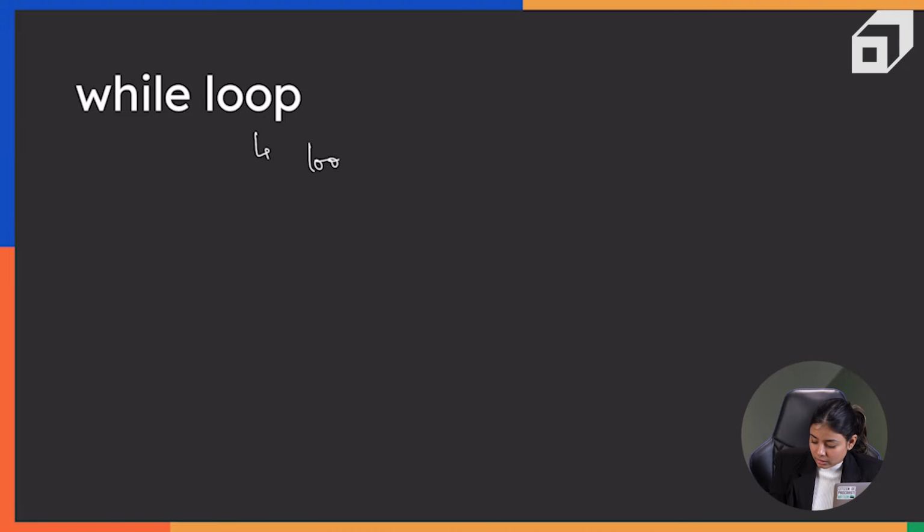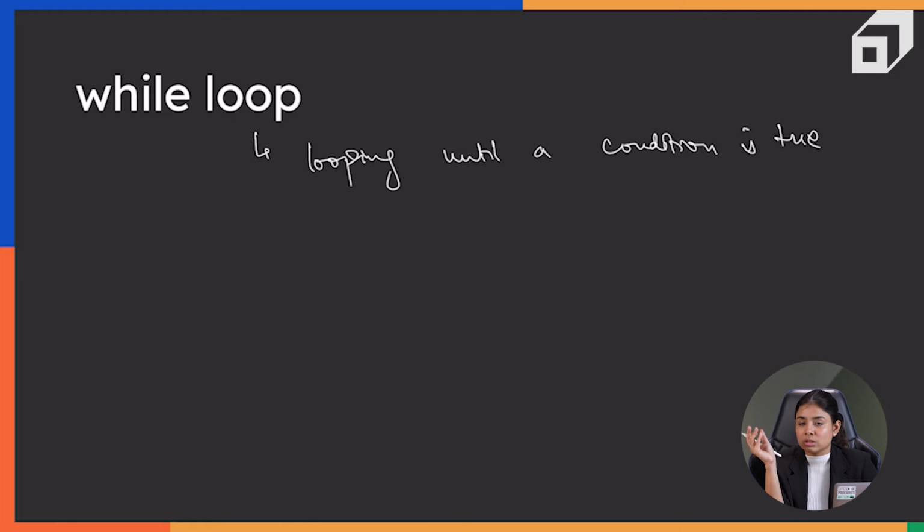The second type of loop is the while loop. A while loop is looping, or iterating, until a condition is true. So a for loop was iterating through a sequence, while a while loop iterates till a condition is true. When mentioning a while loop, we mention a condition with it. Till the time this condition is true, this loop will keep running. As soon as this condition becomes false, this loop will break.